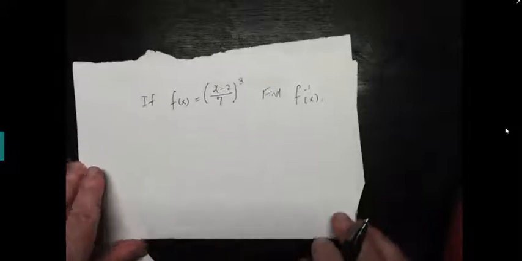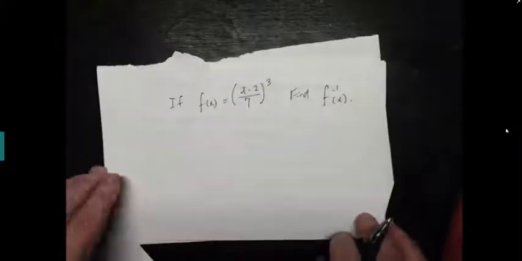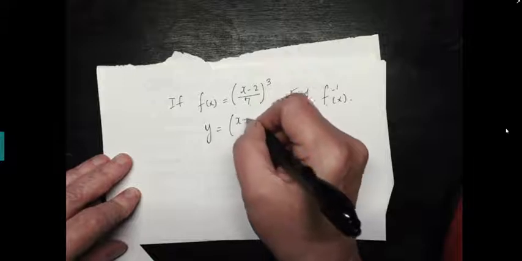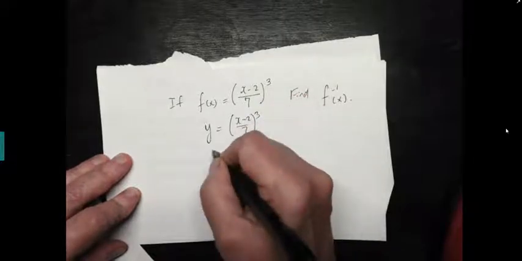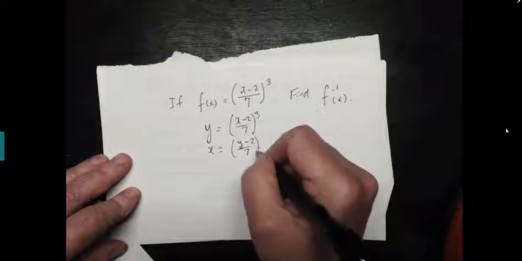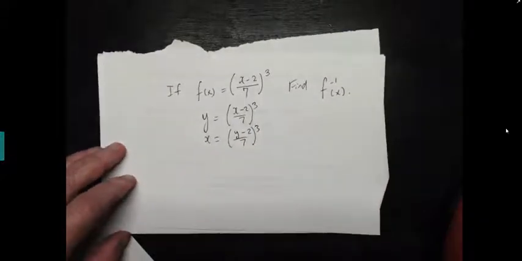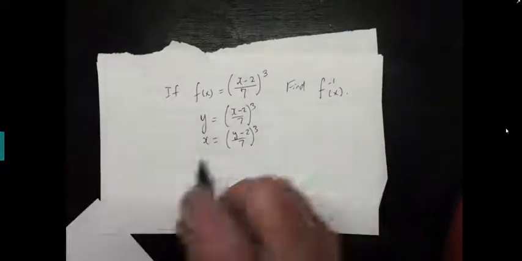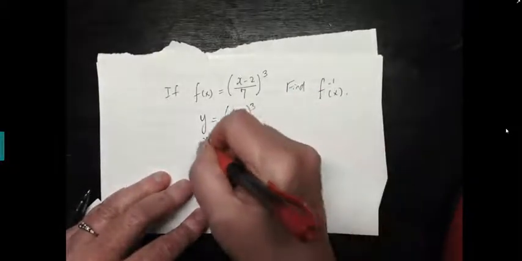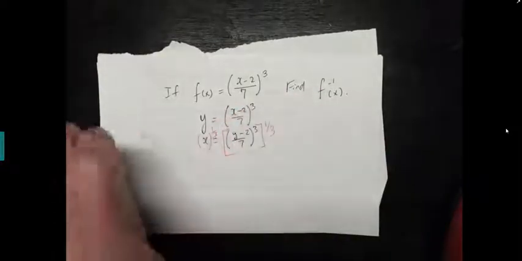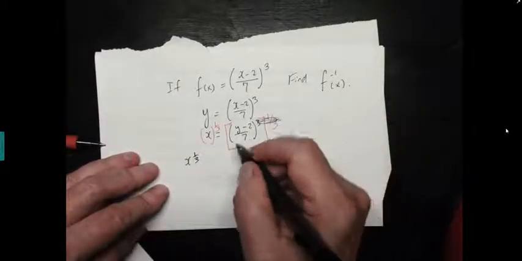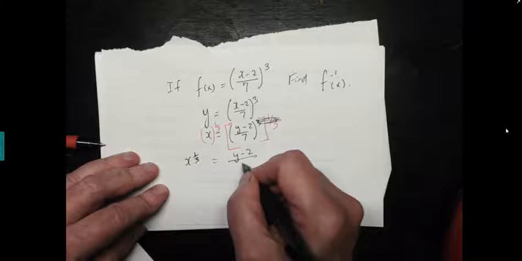Finally, what if you have the formula and you're told to find the inverse? Well, step 1, replace f of x with y. Step 2, swap the x and the y. And step 3 is to solve that thing for y. Okay, the first thing I'm going to need to do is raise both sides to the 1/3 power. And so these undo each other, and I just have that.